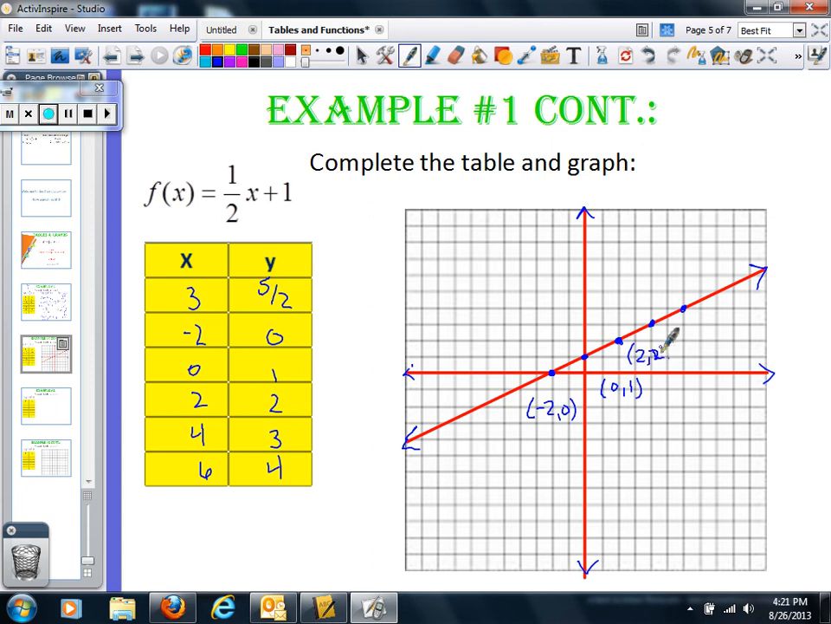Okay? And 4, 3, and the last one is 6, 4. Okay? So now I have my points labeled and I have my graph done.